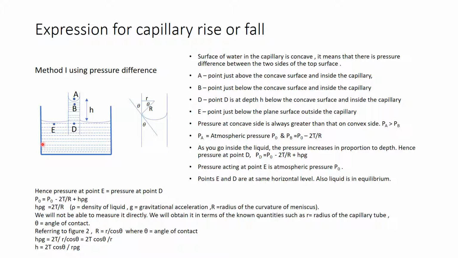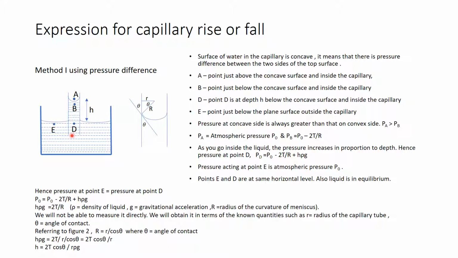Now, we have already seen that pressure acting at point E is atmospheric pressure P0. Now here you can observe that E and D are at the same horizontal level. And you can also observe that the liquid is in equilibrium. What do you mean by equilibrium? Whenever you find the liquid in equilibrium, you will not observe any motion of the liquid, right? Here, once there is a rise of the liquid, in this case water in the capillary, you will observe that the levels are stable. There is no motion of the liquid. Such liquid is known as the liquid in equilibrium.